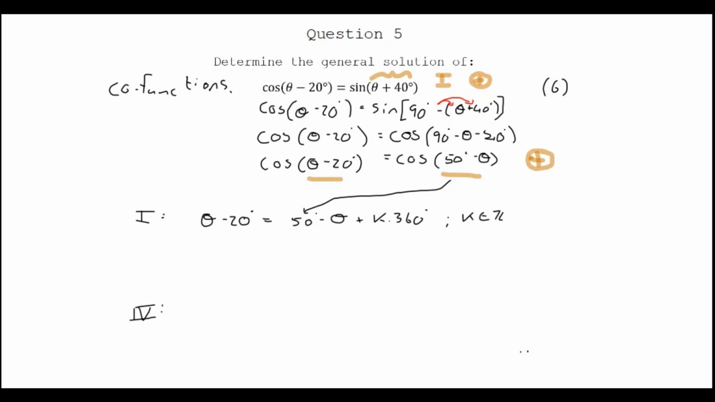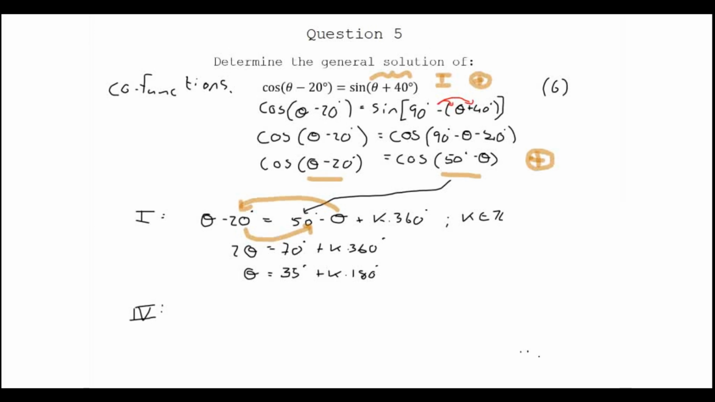Now let's get theta alone. What I mean by that is literally solve for theta. So you take theta to the left and numbers to the right and solve. Alright, so we're going to get 2 theta equals 70 degrees plus k times 360 degrees, where k is an element of integers. And to get theta alone, we divide everything by 2, so theta would equal 35 degrees plus k multiplied 180 degrees.